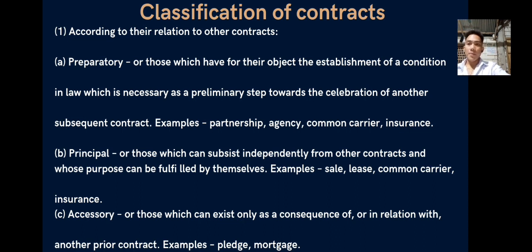Second is the principal, or those which can subsist independently from other contracts, and whose purpose can be fulfilled by themselves. Examples are the sale and lease. Third is accessory, or those which can exist only as a consequence of or in relation with another prior contract. Examples are the pledge or the mortgage.